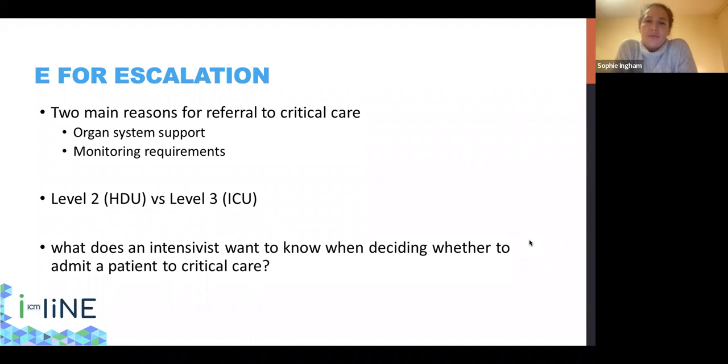So thinking about all of that, the final question really is, what does an intensivist want to know when deciding whether to admit a patient to critical care? So this is quite general, but in general, what does an intensivist want to know when you're talking to your intensive care consultant after you've received a referral? You can just write in your box.